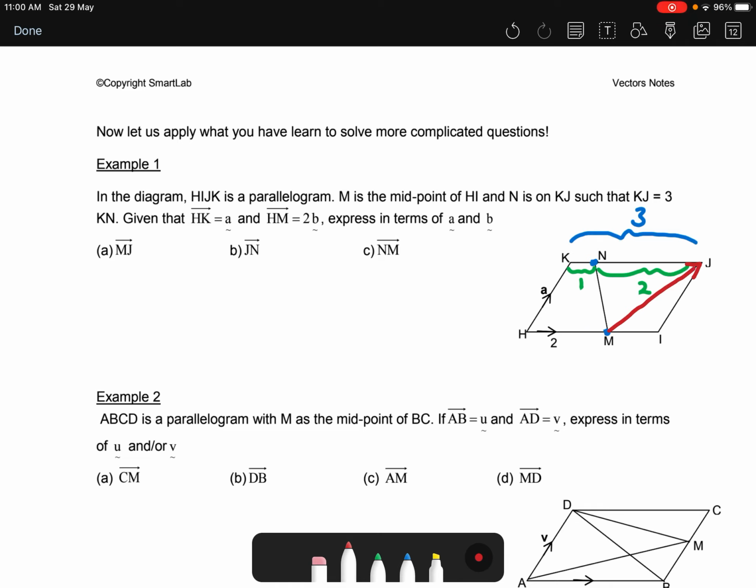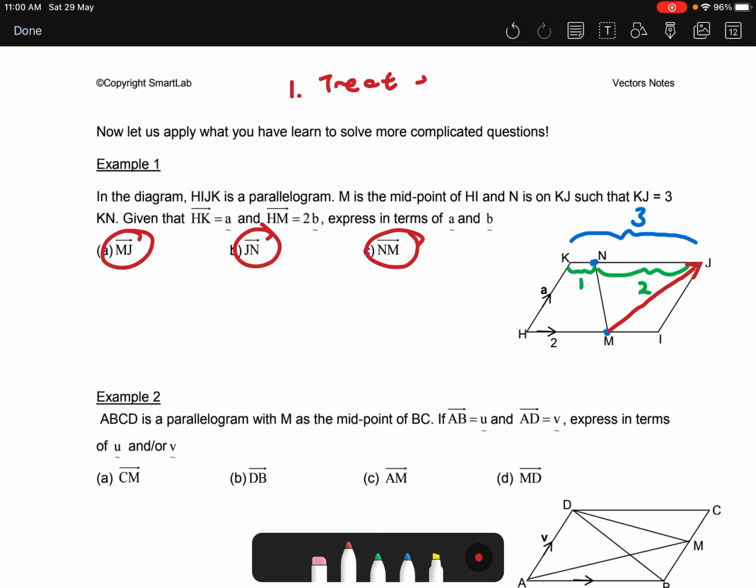Okay, so first of all, we need to express this MJ in terms of a and b. But how do we do it? We need to use the idea of adding up of vectors. So which two vectors will give me the red vector? You just treat every vector that you are finding as the so-called resultant vector, or the combination of two vectors.